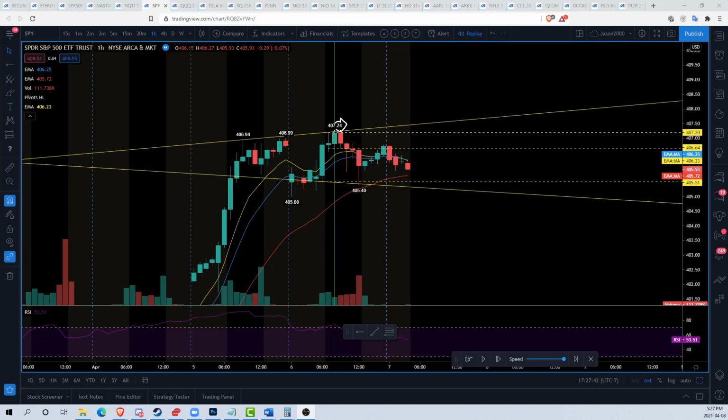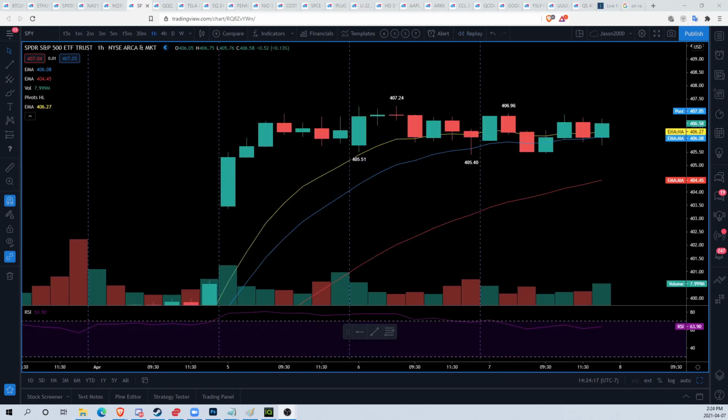Today we're going to take a look at using broadening formations on the SPY ETF. So let's get started. All right, the first trade that I want to show you guys and walk through is an interesting concept. It involves broadening formations, lines that extend out into infinity that we can utilize for support and resistance in a non-traditional sort of sense.